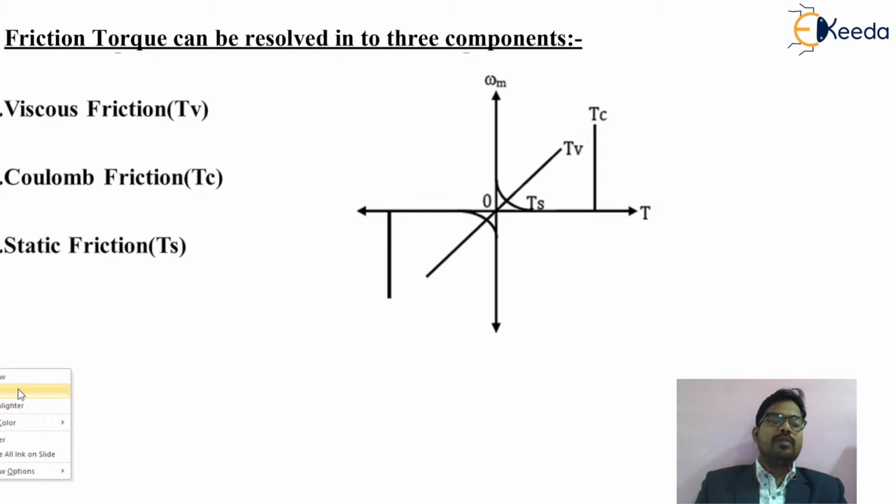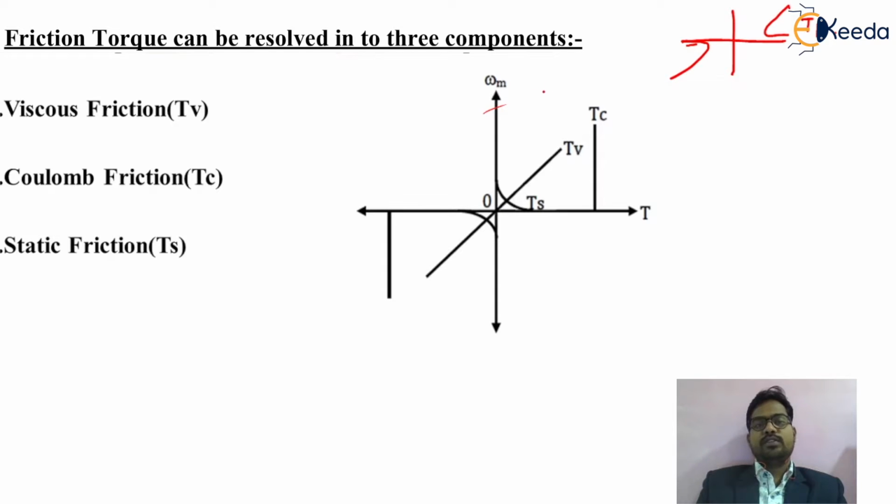So what do we mean by TF? We have the curve, that is TF, and this TF has three different components. The first component is called TV, which is viscous friction. The second component is called TC, which is Coulomb's friction. And the third component is called static friction, which we call TS.